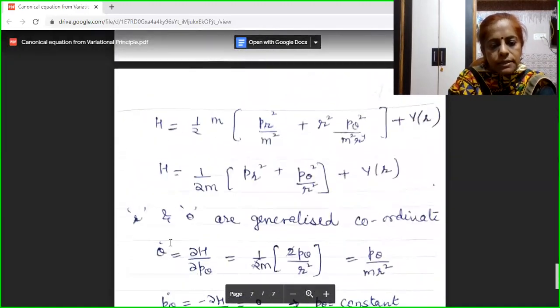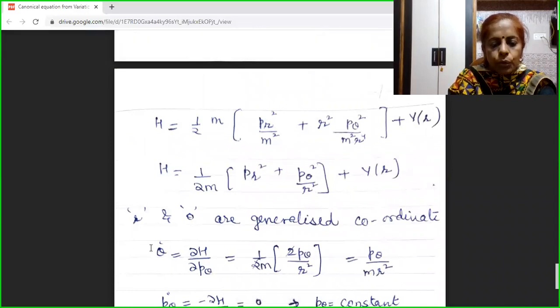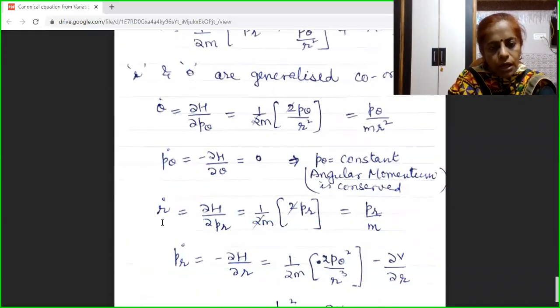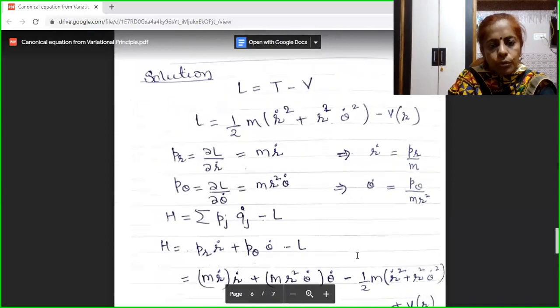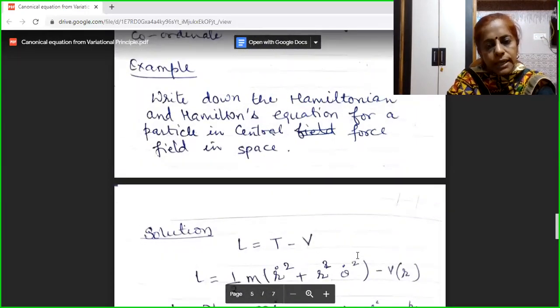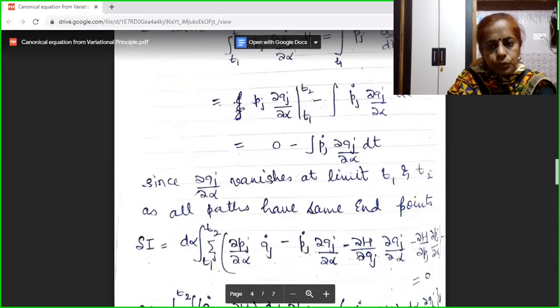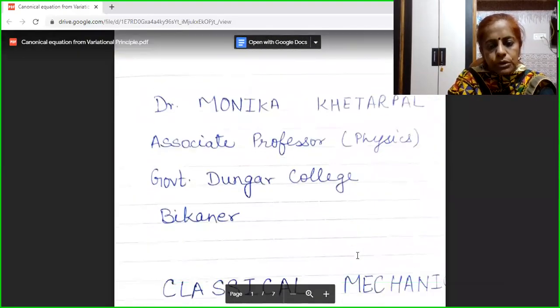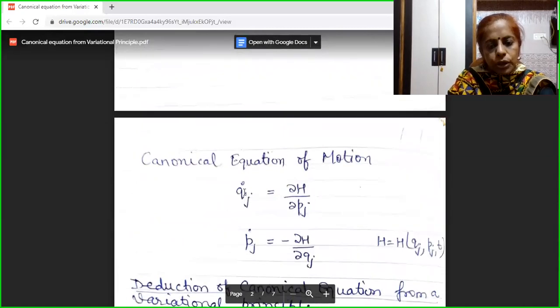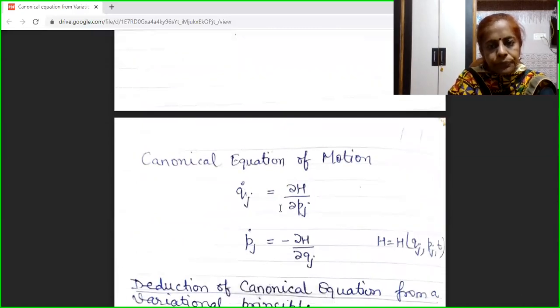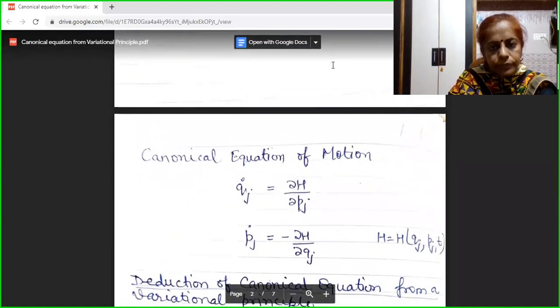Now, since r is another generalized coordinate, we can solve the expression for r also. r dot equals del h by del Pr and Pr dot equals minus del h by del r. So we can solve our problem using canonical equations of motion. The two canonical equations of motion are qj dot equal to del h by del pj and pj dot equal to minus del h by del qj. Thank you, students, for watching.